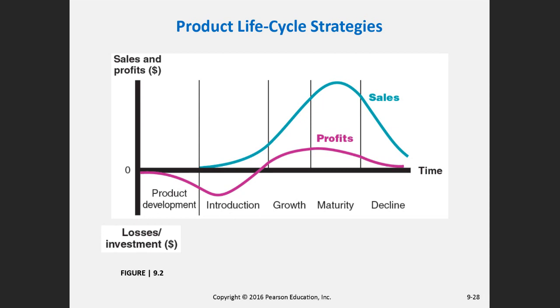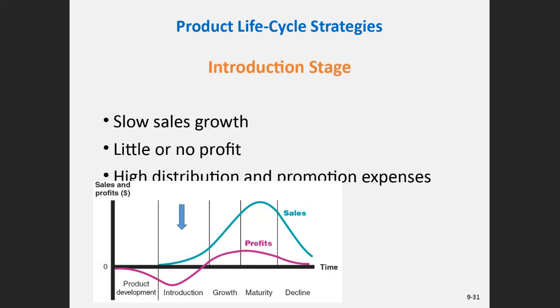The product life cycle, or the PLC, tracks the course of a product's sales and profits over its lifetime. And it involves these stages. Classic stages are introduction, growth, maturity, and decline. The authors of this text also include product development. But we're going to talk about these one at a time and then overall.